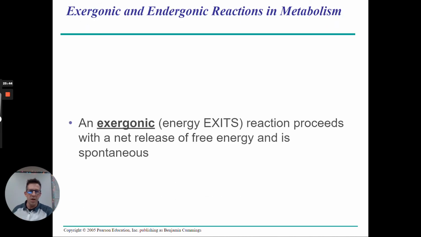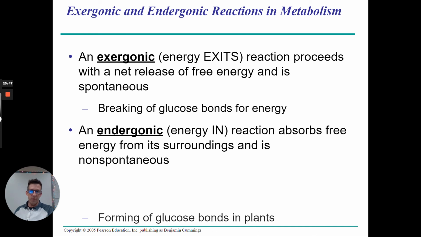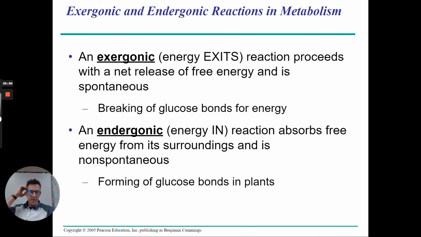Okay. Now, one of the things that I want to talk about before we get done here are the two different types of chemical reactions. Okay, two different types of chemical reactions that are defined based on how they interact with this free energy. Okay. An exergonic reaction means that energy is exiting this chemical reaction. Okay, so the reaction proceeds with a net release of free energy, and it is spontaneous. Okay, and so these are chemical reactions where you could have a harnessing of that free energy that's released so that you could use it to do work.